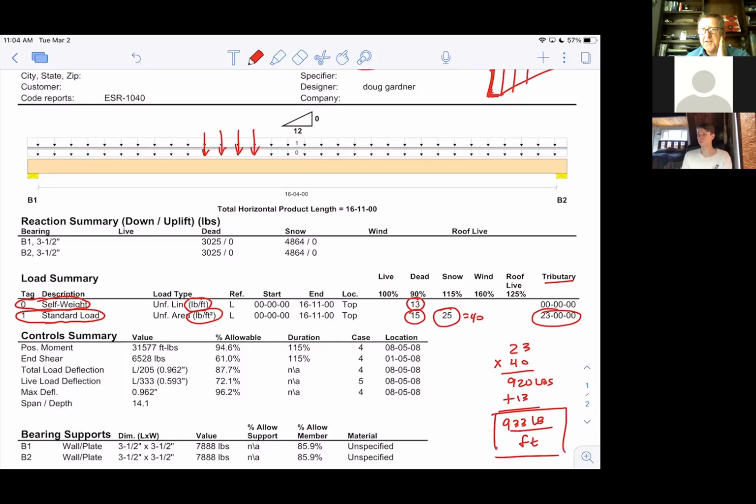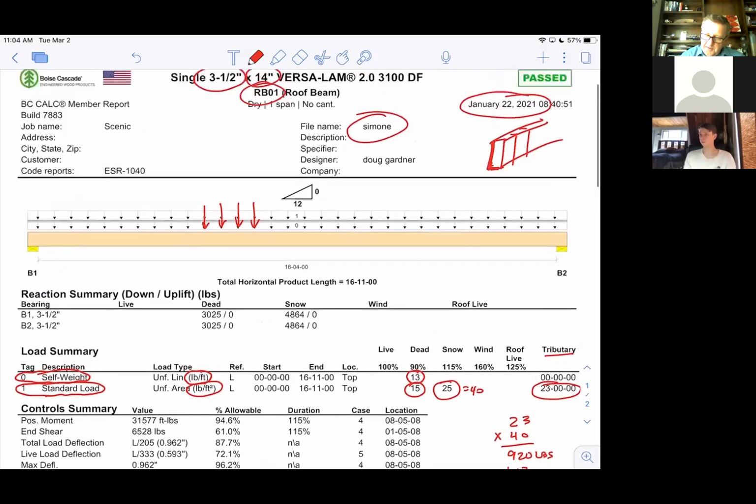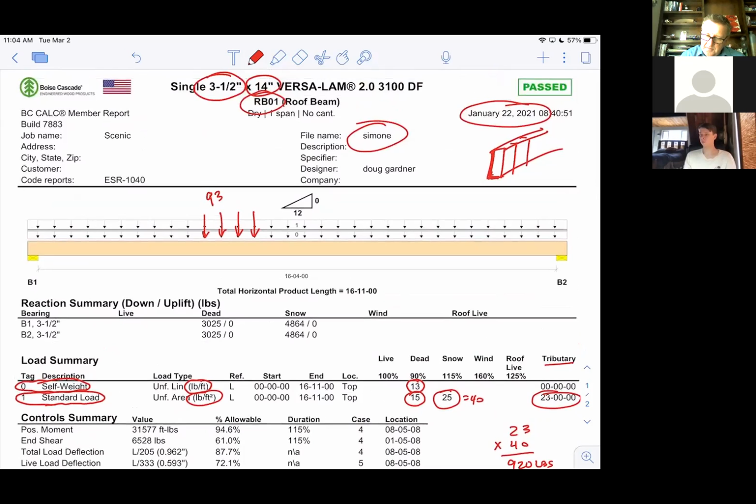So this is kind of what you're going to see today. I'm showing you something realistic here, but today you're going to see somebody put a load like that on it. And so you're going to see all these arrows up here. All you're going to see is just a beam. You're going to see a bunch of arrows, and they're going to say that is 933 pounds per foot that's on that beam.